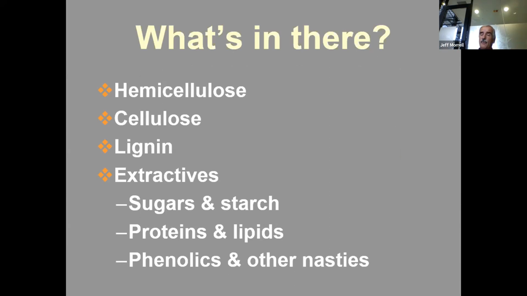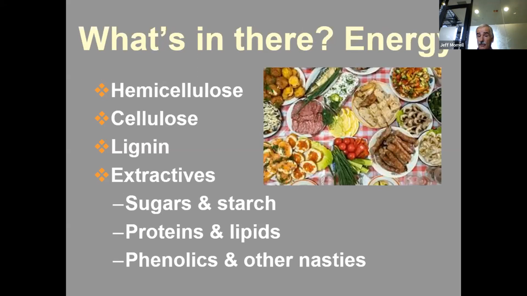And then we have these other things that are in there that are extractives, sugars and starches and proteins, and all kinds of other stuff. And what's in there really is energy. If I want to use wood, I have to figure out how to get at that energy. And relatively few organisms have figured out how to do that, but they're enough for us to worry about and understand. So look at the wood as a smorgasbord of different chemicals that fungi, insects, and other things can get at.